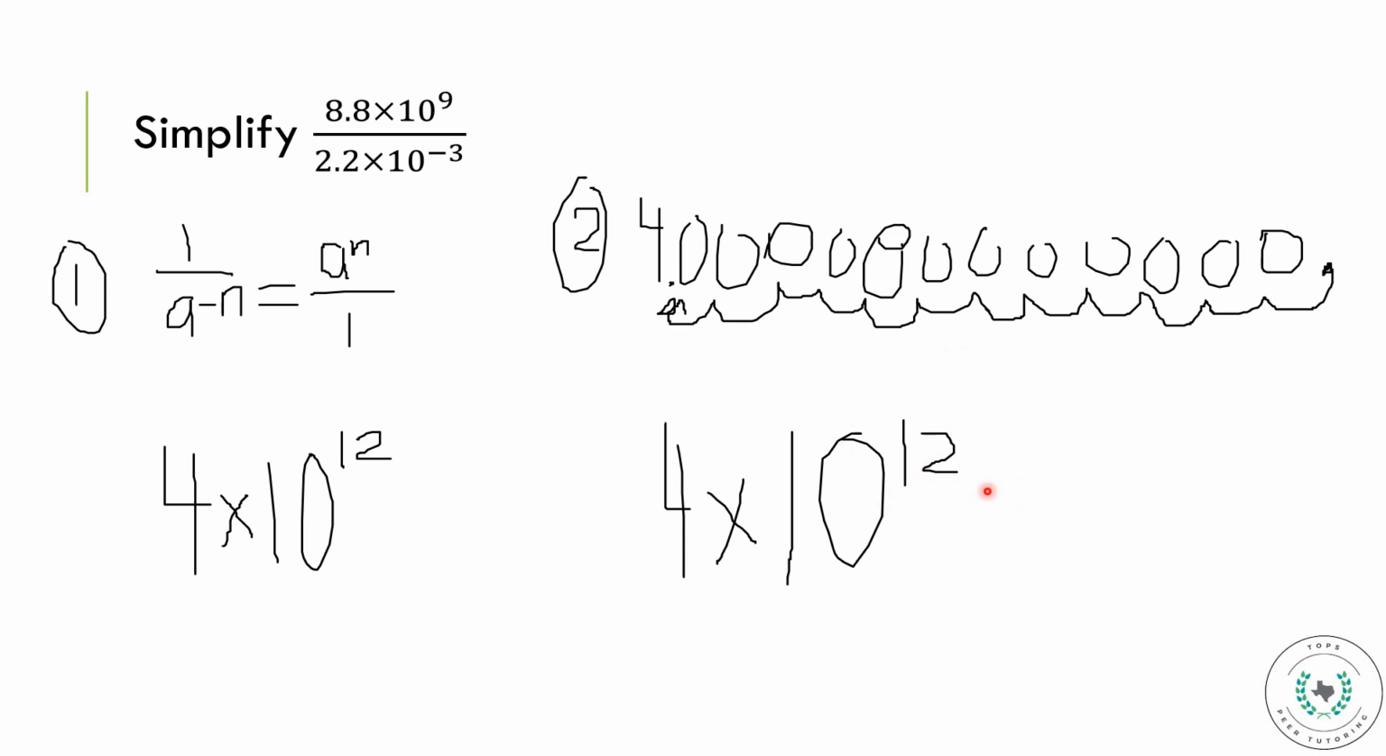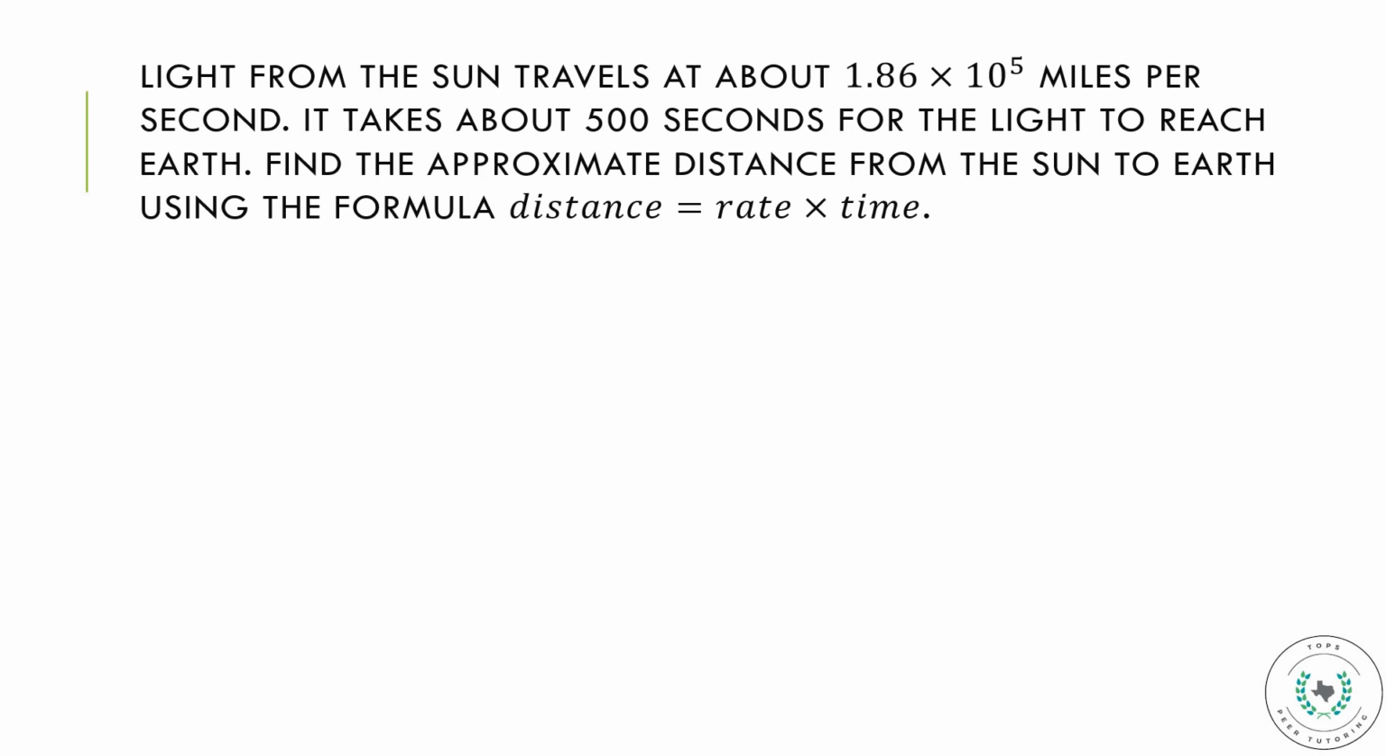And if you're unsure on whether it's supposed to be a negative or a positive exponent, just think, do we want a really big number when it's expanded or a really small number? But either way, no matter which method you use, you should get 4 times 10 to the power of 12 as your final answer. Now, here's a fun little one because it's like a word problem.